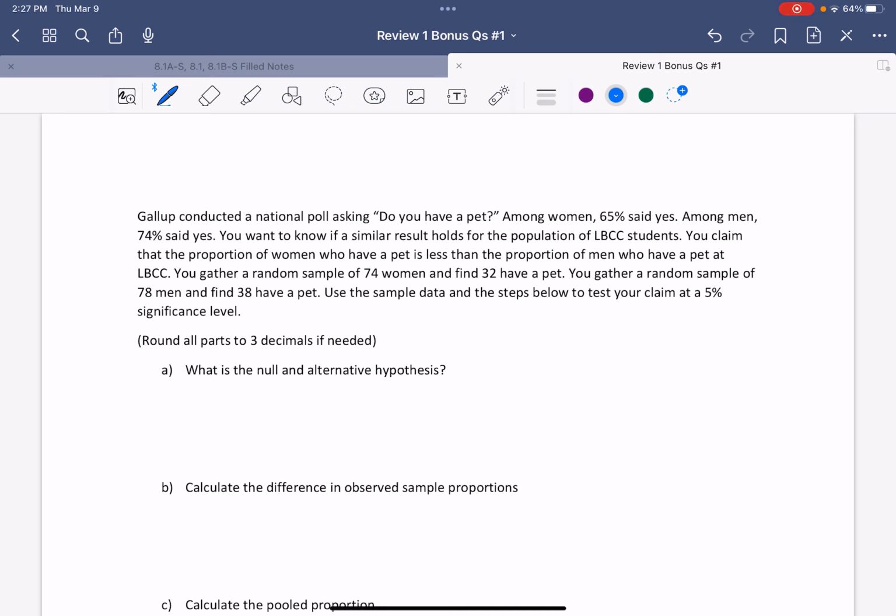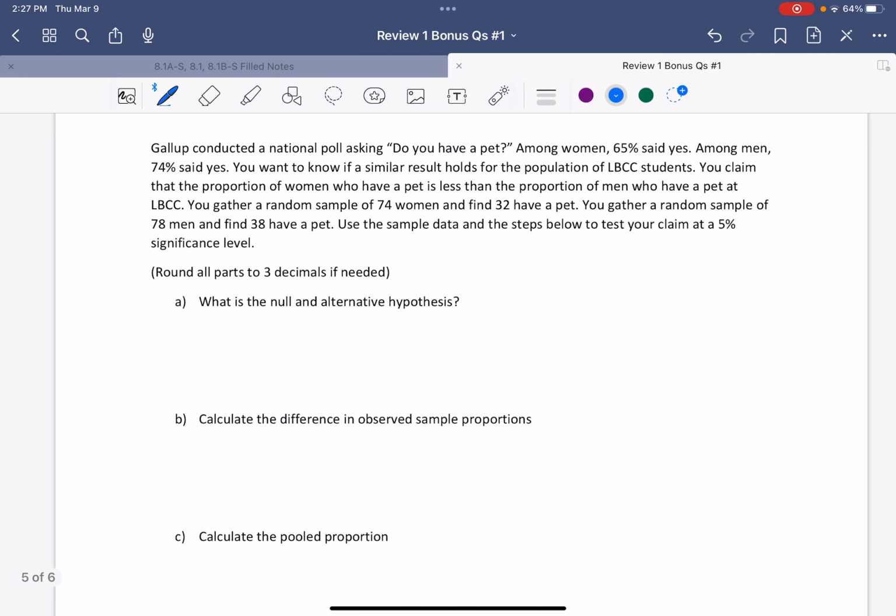You claim that the proportion of women who have a pet is less than the proportion of men who have a pet at LBCC. You gather a random sample of 74 women and find 32 have a pet. You gather a random sample of 78 men and find 38 have a pet. Use the sample data and the steps below to test your claim at a 5% significance level. Round to 3 decimal places if needed.